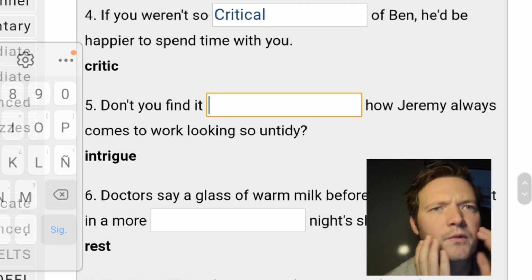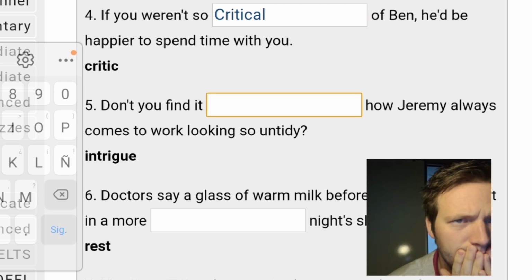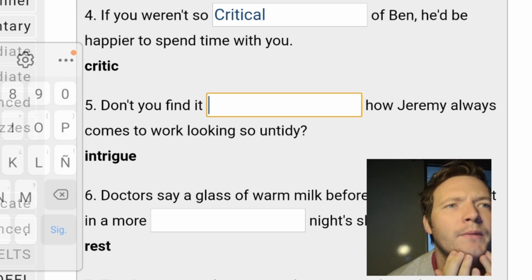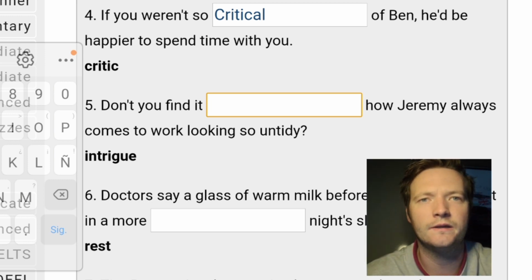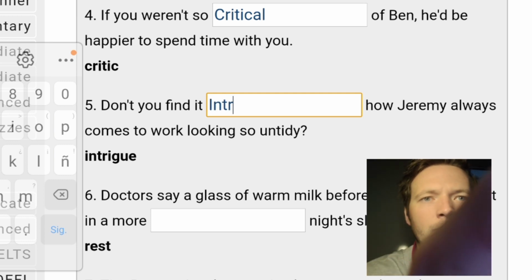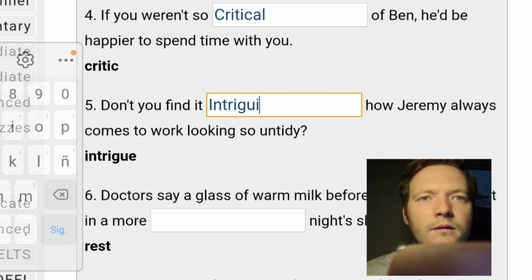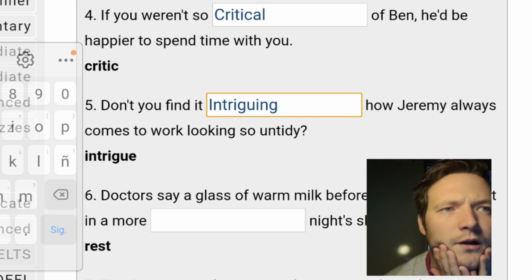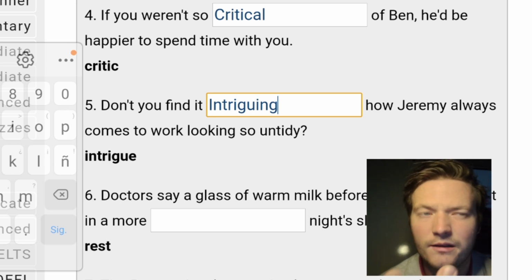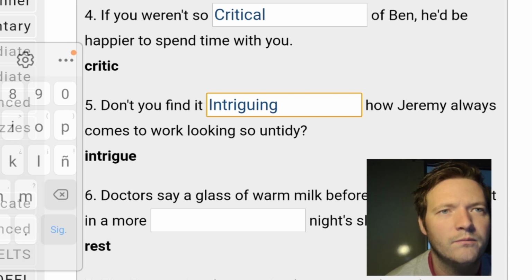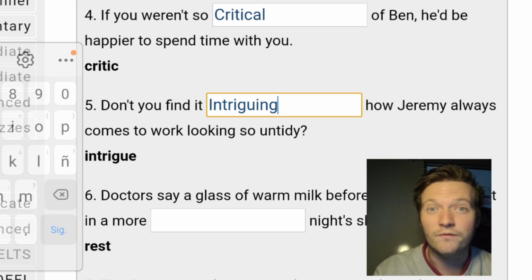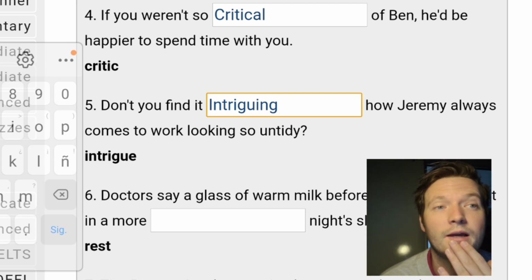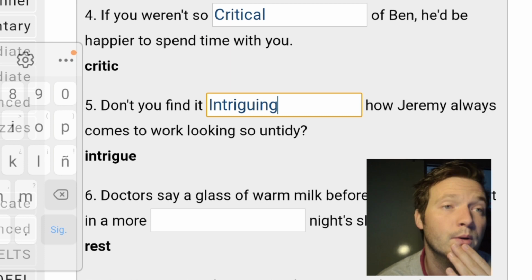Okay, so number 5. Don't you find it intrigue how Jeremy always comes to work looking so untidy? Don't you find it interesting, intriguing? I think again the problem here might be that people spell it wrong. They forget to take the E off or something like that. Obviously, you get a few mistakes, I guess, from Romance languages here. Obviously, when we're talking about often -ing for adjectives, when we're talking about a quality that something has, it's interesting, it's intriguing, it's boring.